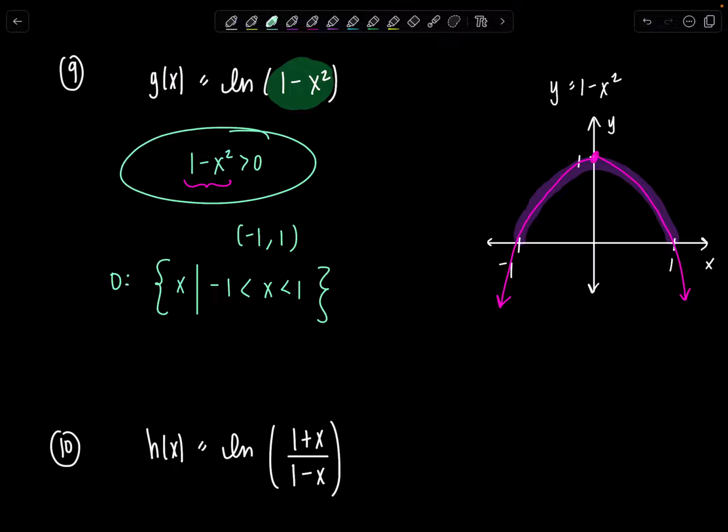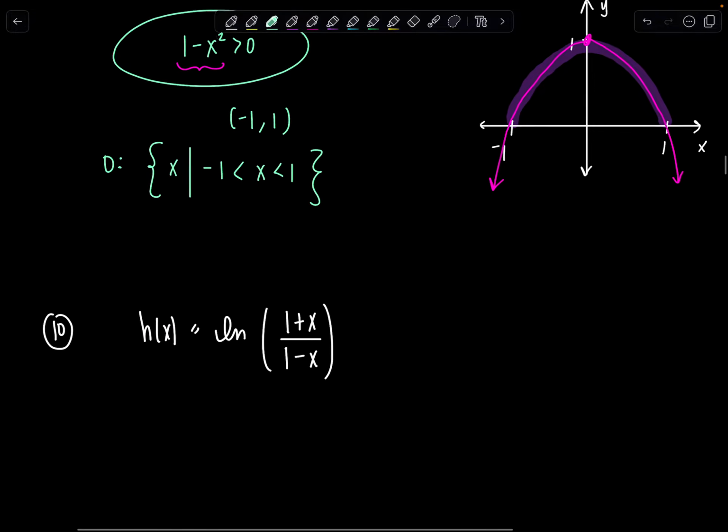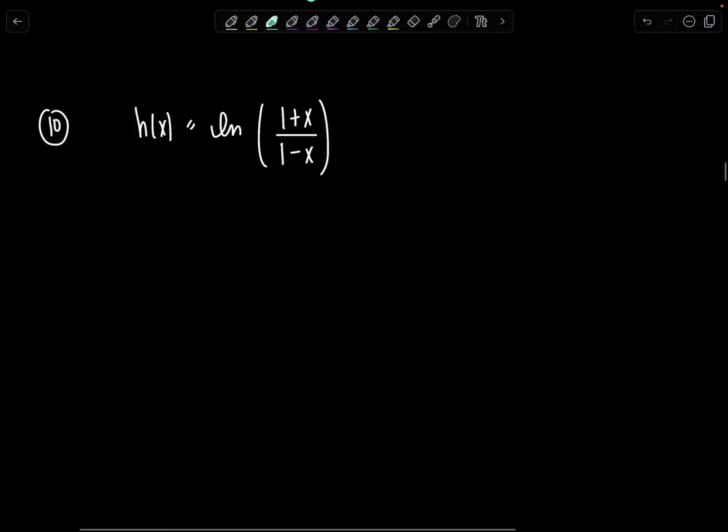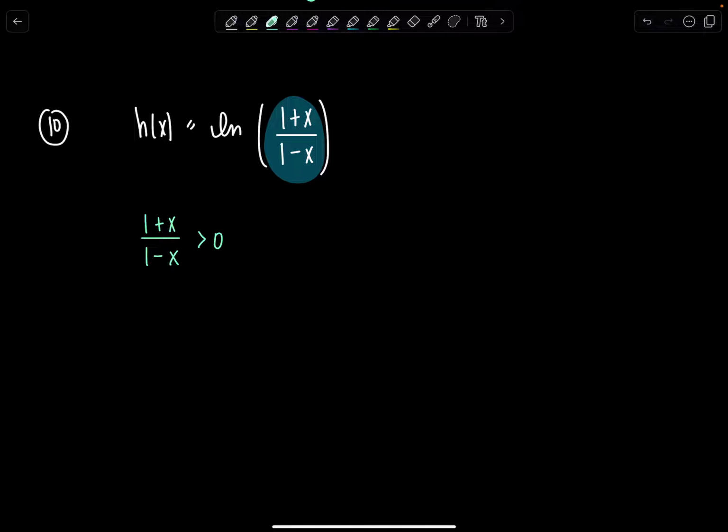Okay, another option to graphing is you can test intervals on a number line. So I'm going to show you that right now with example 10. So here we have h of x equals natural log of (1 plus x) over (1 minus x). So I want to make sure that the argument is strictly greater than 0. And no, you're not allowed to clear out the denominator and multiply both sides by 1 minus x. In an inequality, that's a no-no. Only in an equation, that's okay.